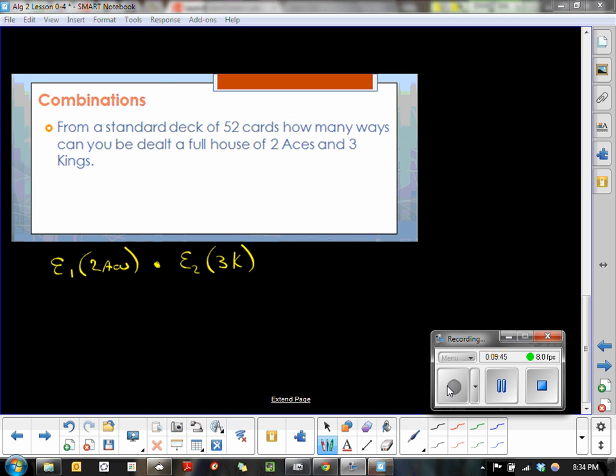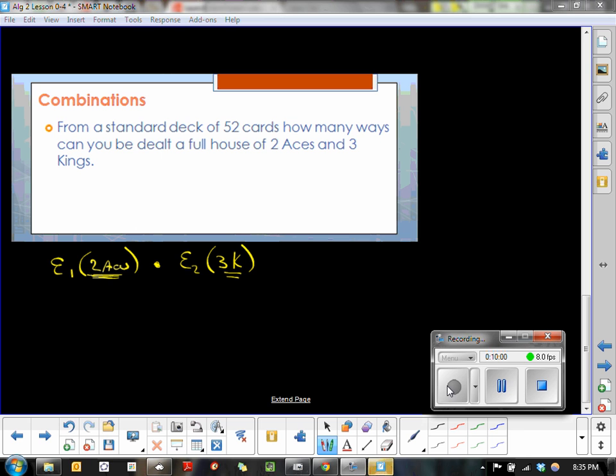So I don't care what order I get these aces in. I don't care what order I get these kings in. Once I get them in my hand, I'm going to rearrange them, 3 of a kind, 2 of a kind, probably so I can see them nicely in my hand. So what we want to do is calculate how many ways I can get 2 aces out of a standard deck of 52 cards.